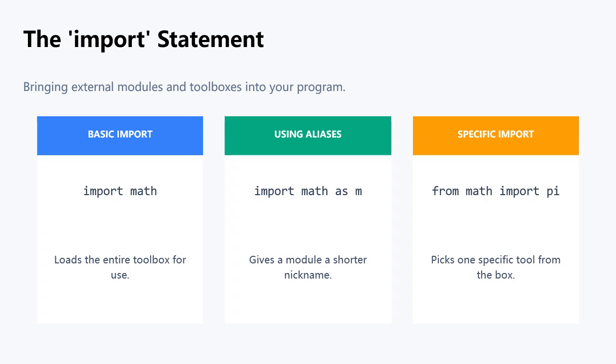Next, we can use aliases. For example, import math as m gives the module a shorter nickname. This is very common in professional coding to save time and keep the lines of code from getting too long. Finally, we have specific imports. Writing from math import pi is like reaching into the box and grabbing just one specific tool. This keeps your workspace very organized because you only bring in exactly what you need.